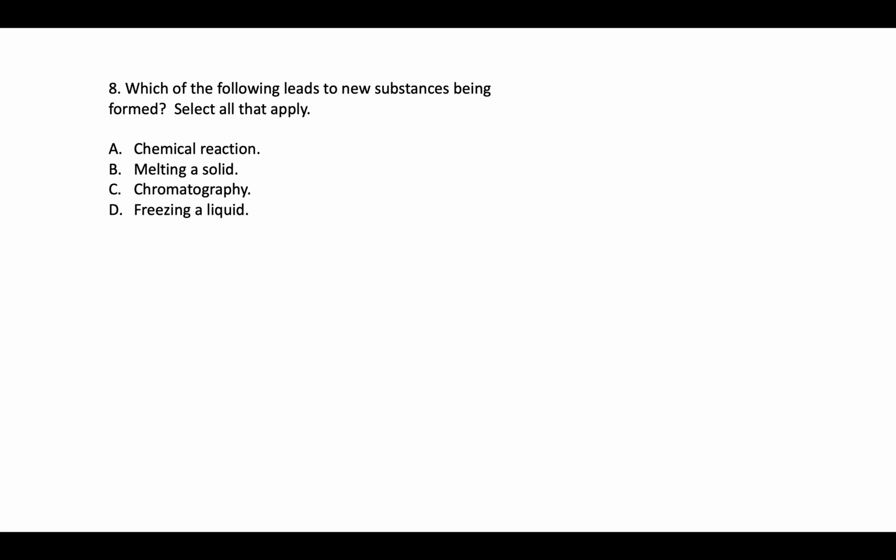Which of the following leads to new substances being formed? Chemical reaction, melting a solid, chromatography, or freezing a liquid. New substances are formed when we have a chemical reaction.